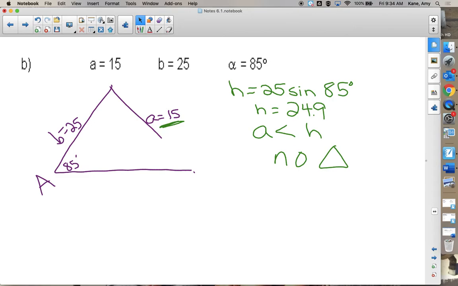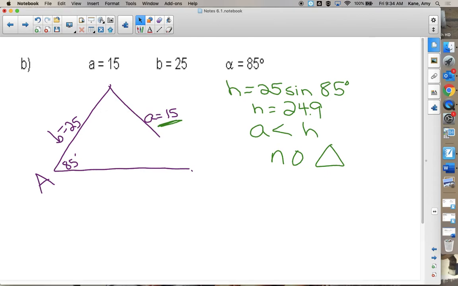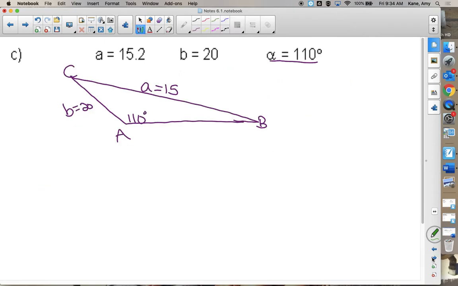So looking at the next one, looking at C, noticing the angle, Lauren, what kind of angle do we have? Yeah, this one's obtuse. So when your angle's obtuse, you don't need to calculate the height. We just need to compare the two sides. So the side across from the angle is A, the other side is B. Lauren, how do they compare? So what does that mean about the triangle? There is no triangle here either. So again, no work, no triangle. No triangle means no work.